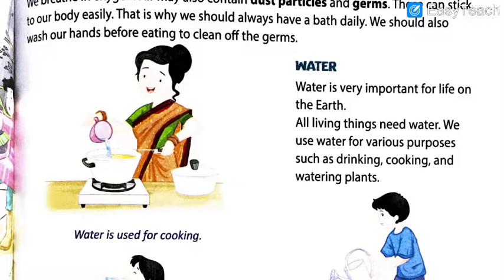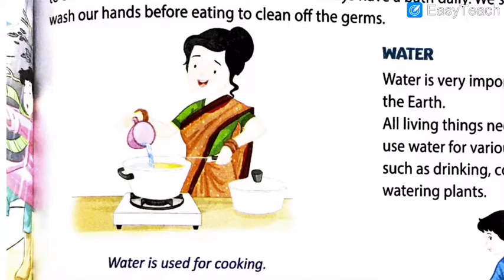Moving on to the next topic, water. Water is very important for life on the earth. There is no need to discuss the needs of water, because you already know how important water is and in how many ways it is used. All living things need water, whether it is a human being or animal or even the plants. We need water, definitely we need.